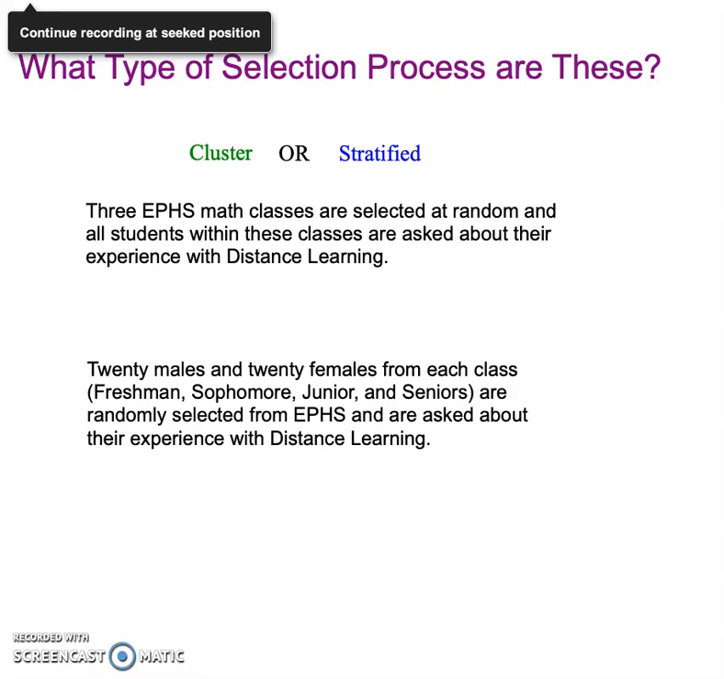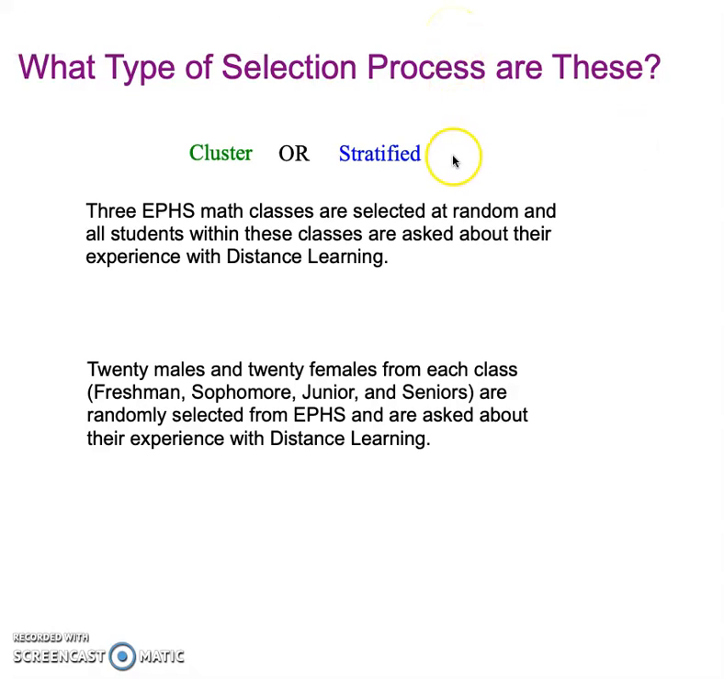Kids typically struggle with the difference between cluster and stratification, so look at the following example and see if you can determine which one is which. All right, first example. We took 3 of the math classes and asked everybody within those classes, so we asked the entire cluster. Second example, we broke into freshman, sophomore, junior, and senior. We did not ask all of some of those groups. We took 20 males and 20 females from each, so that is stratification.